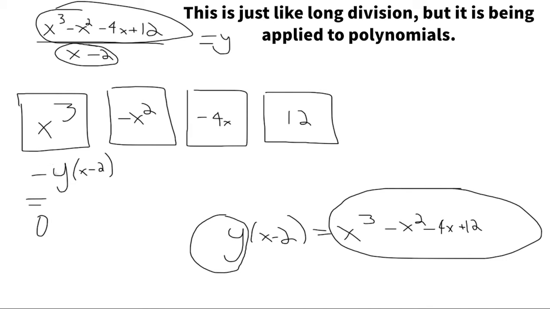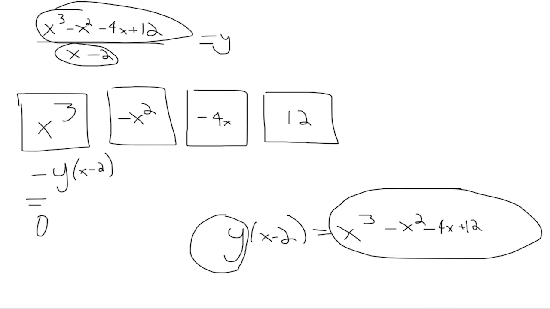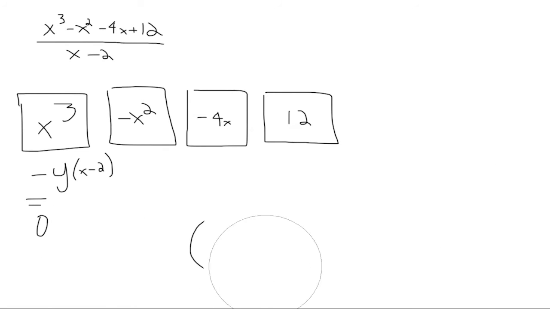Also, we won't always end up with 0. We can also end up with a remainder, as we'll see, and we'll see how we deal with that remainder. Now, how are we going to find out what y is?